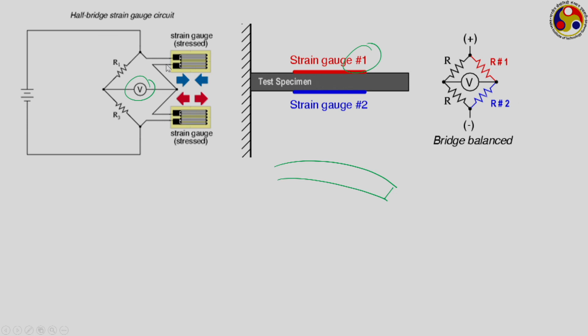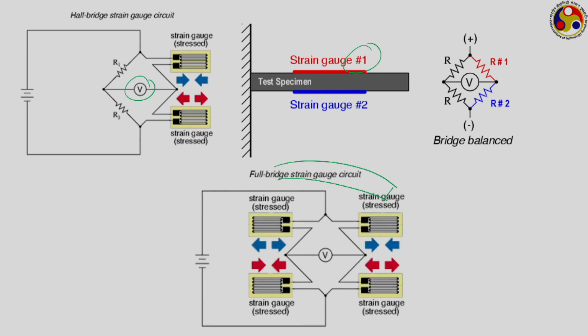If we want further sensitivity, we can even use a full bridge, where all 4 are mounted in the form of strain gauges, where all the gauges are stressed, but they are stressed in different ways. Like you can see, this one and this one are sensing the compressive stress, whereas this one and this one are sensing the tensile stress. Means it is something like that.